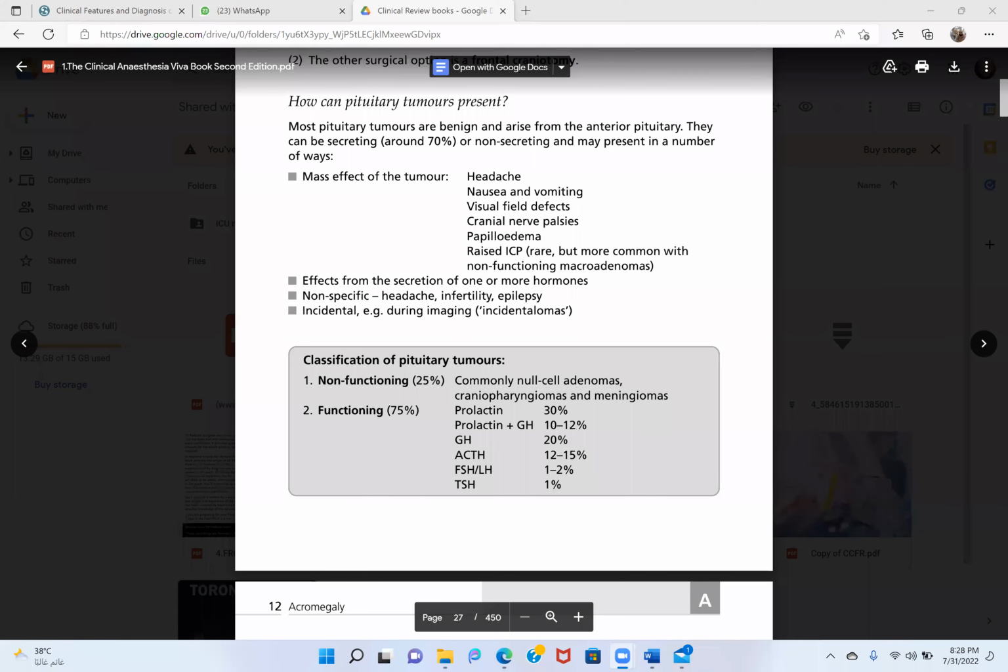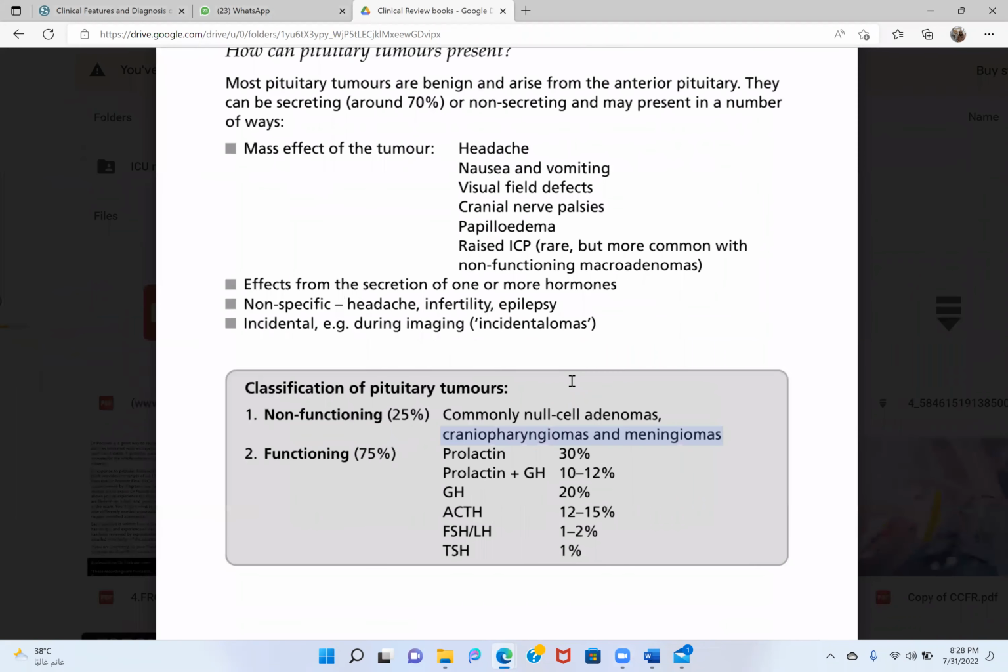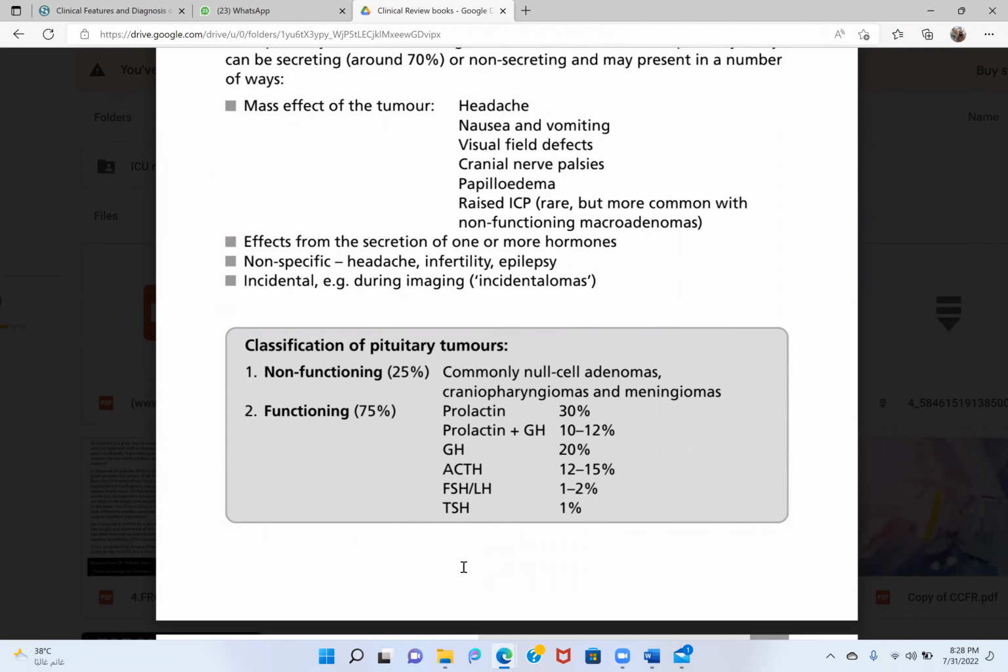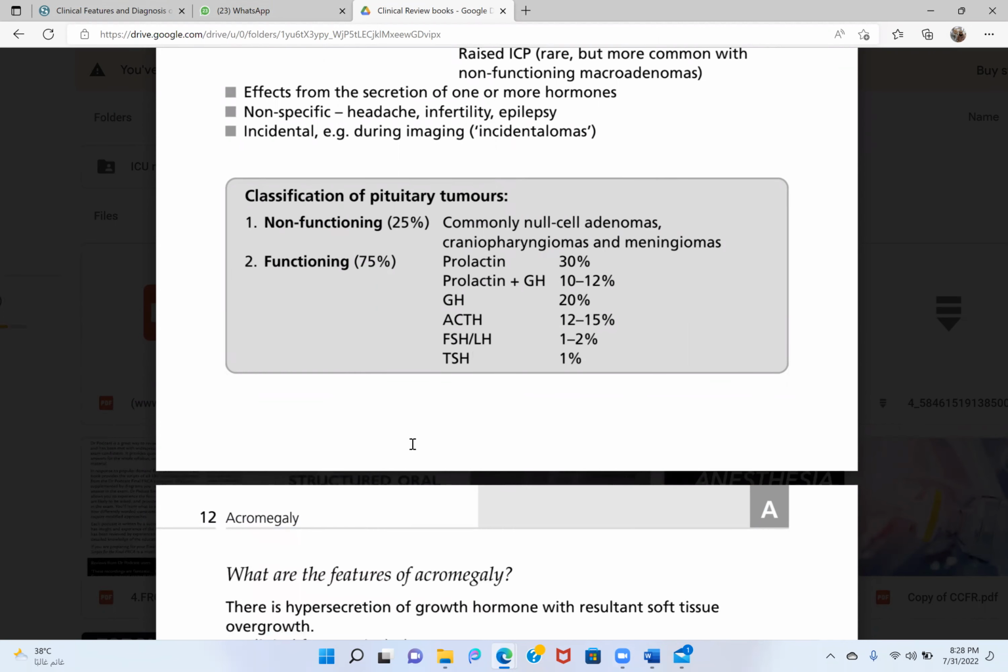So this was the point I was asking about. Usually they are secreting tumors. The majority are secreting some hormone, either prolactin, growth hormone, ACTH, FSH, LH, or TSH. So there will be the effects of the hormones. This is one important thing. And the other, as you were telling, is the approach.